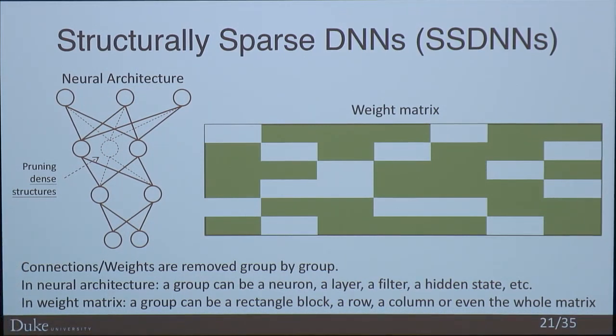And from the perspective of the weight matrix, a structured sparse deep neural network means we remove weights block by block. One group can be one rectangular block, one row, one column, or even the whole matrix. So it's predefined.